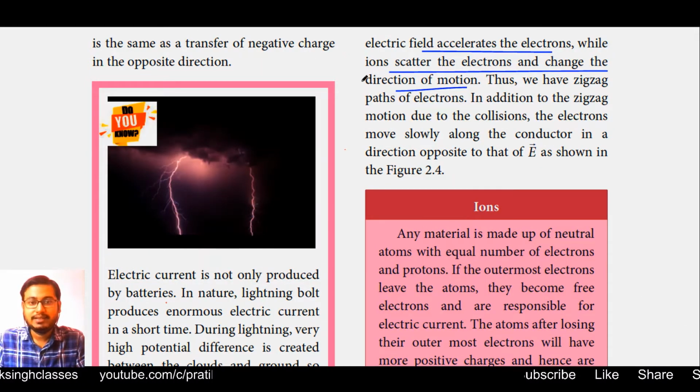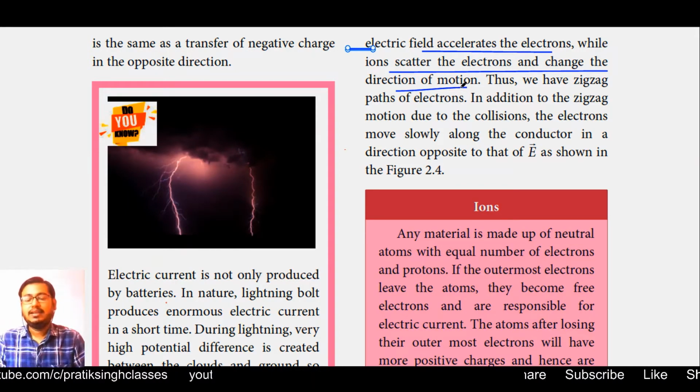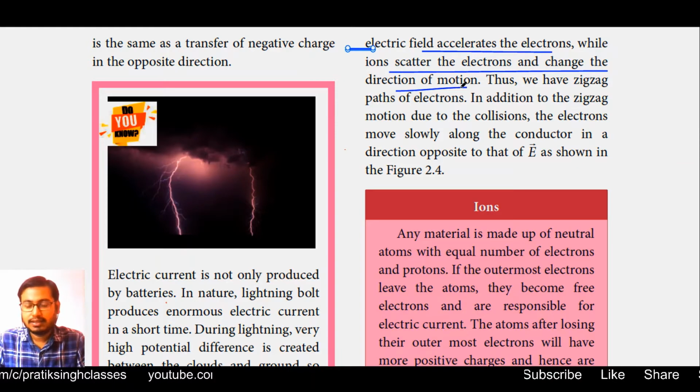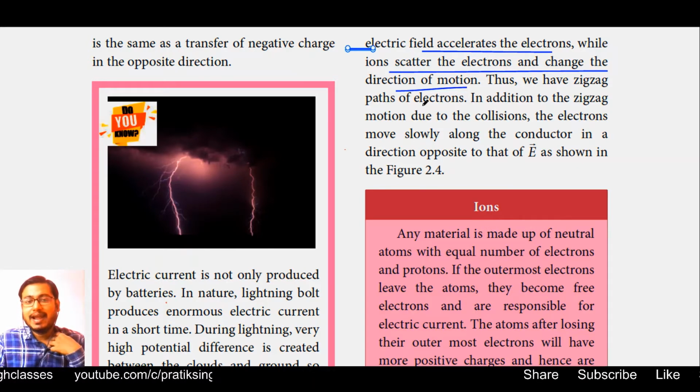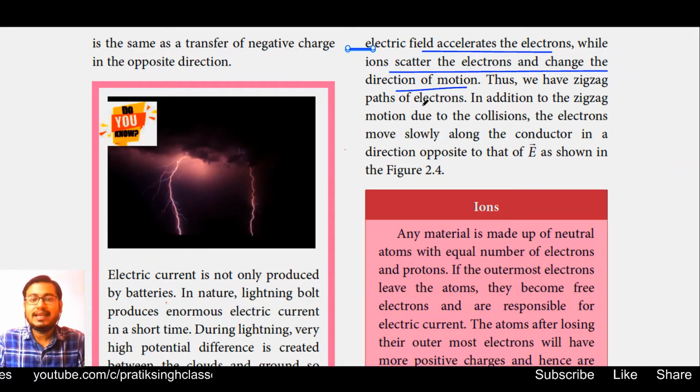Now what happens is the electric field accelerates the electrons while ions scatter the electrons and change the direction of motion. That means when the conductor is connected to the battery, it gives a potential difference, and because of that an electric field is generated, and because of that the electrons are pushed in the conductor and get accelerated. When the electrons are accelerated they collide with the positive ions, and because of that their direction of motion changes. Thus we have a zigzag path of electrons.